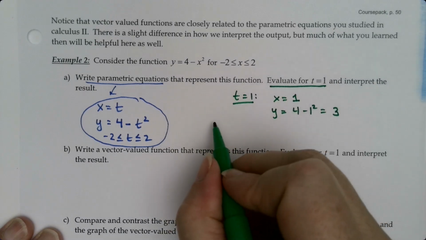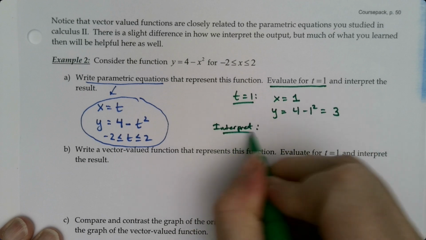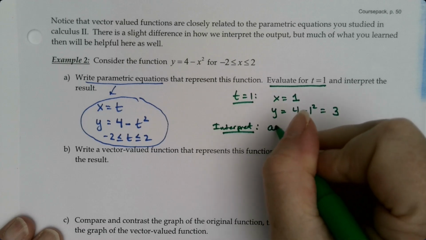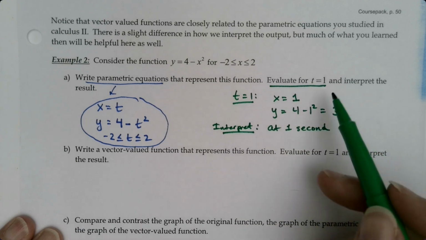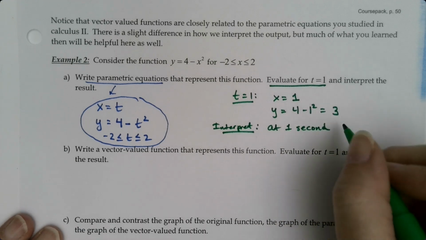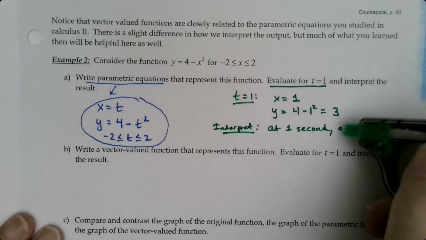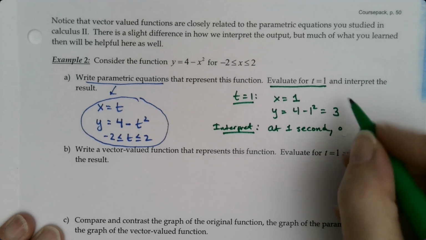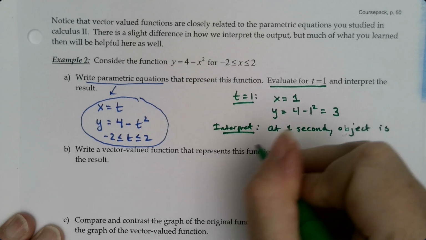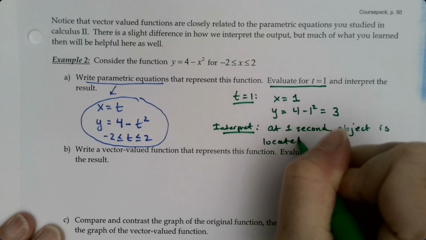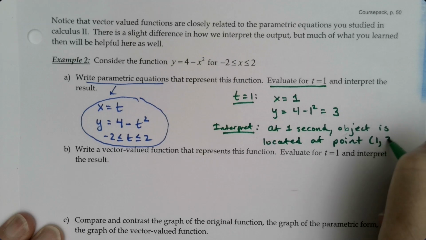So the interpretation would be at 1 second, because usually we assume t is time, right? So at 1 second, the object, oops, I just was about to write that wrong. The object is located at (1, 3).